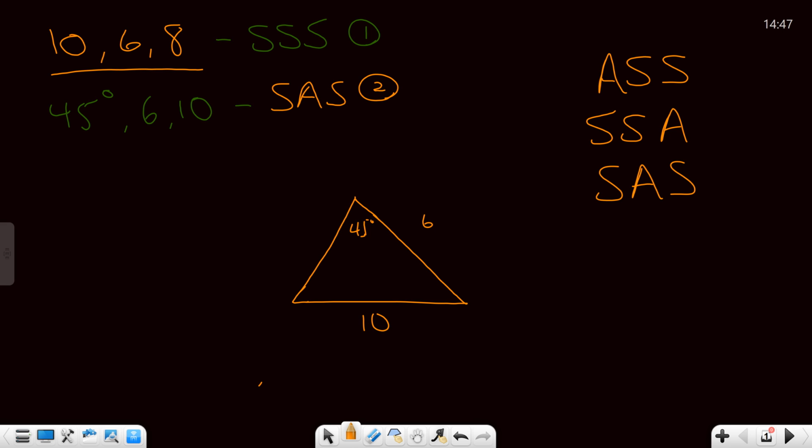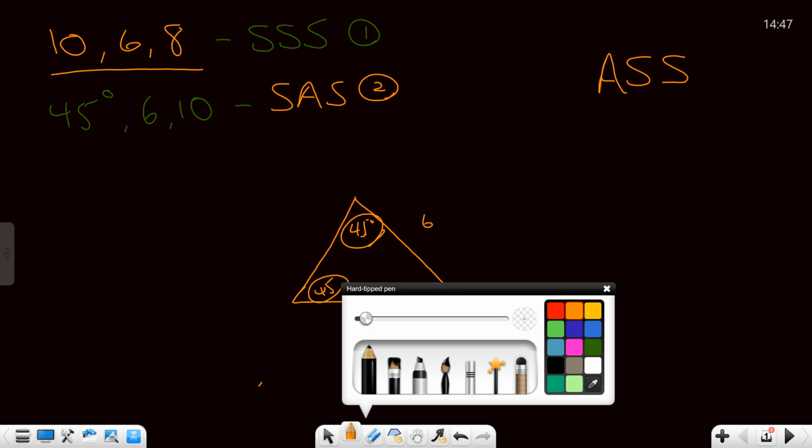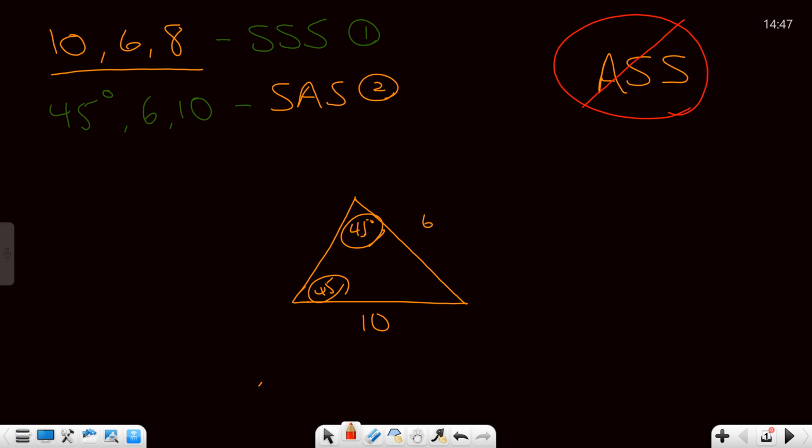This, however, is angle side side. Angle side side doesn't work for 2 reasons. Depending on where I put this angle, if I put the angle here, it's one triangle. If I put the angle over here, it's another triangle. Therefore, this is one of them that doesn't work. And the reason I write it that way is because it makes it easier to remember. If you try to use angle side side, you will make an ass out of yourself. Get it? Good. So don't use angle side side.